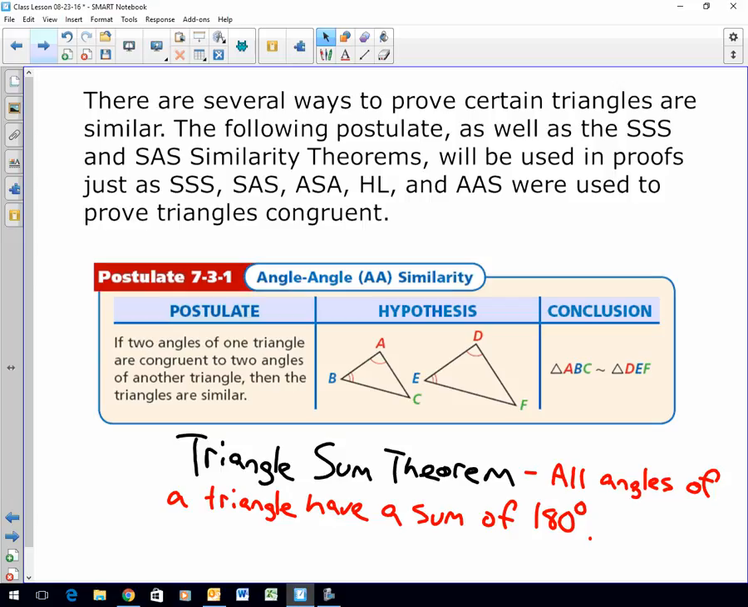The only thing you need to write down, I want you to write down the angle-angle similarity and the postulate that goes with it, and you need to write down the triangle sum theorem. Please write down those pieces of information.